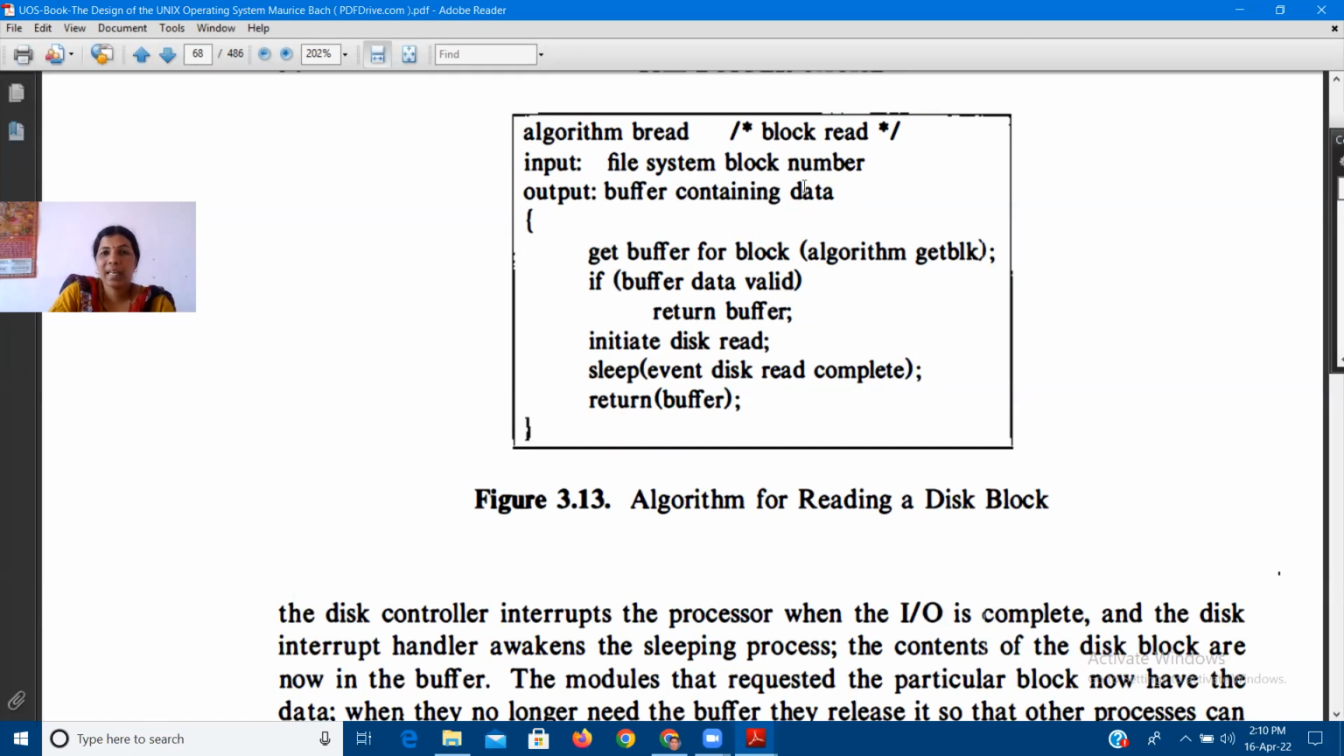So this is the buffer containing data. Initially the buffer may be empty, but after we read, the buffer may contain some data, whichever is there inside the block, right? So get buffer for block.